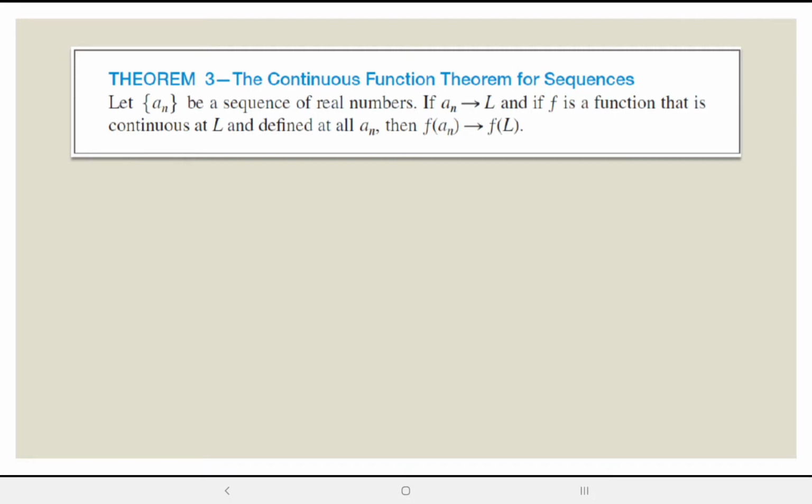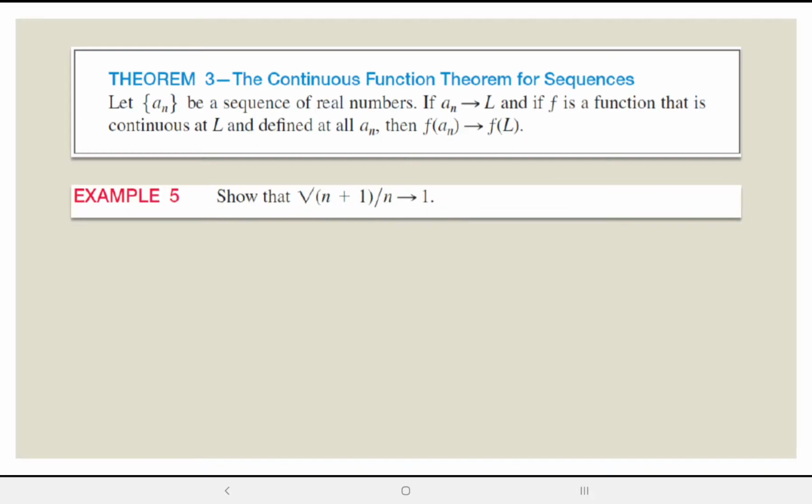Okay, so we have another theorem. Let a sub n be a sequence of real numbers. So if ang limit ng a sub n as n approaches infinity is L, and kung meron tayong continuous na function sa limit na yon, note that continuous dapat siya, then the limit of f of a sub n as n approaches infinity is equal to f of L. So, parang sinasabi lang niya to na pwede nating ipasok yung limit sa continuous functions. Okay, so in this case, yung function natin ay si f.